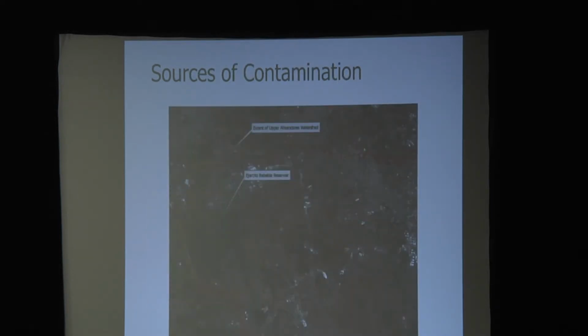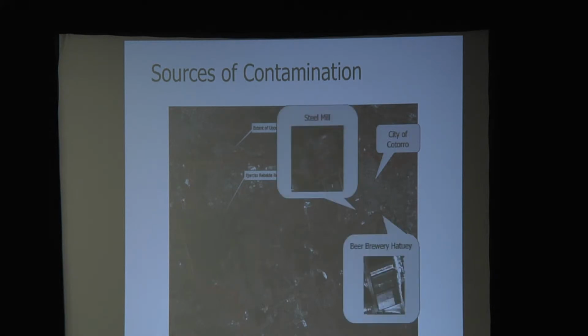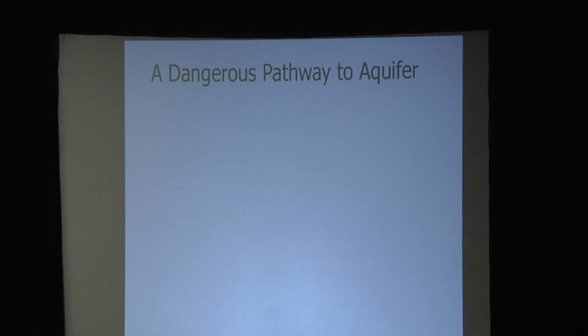And here we have the upper Almendares, where you see the Ejército Rebelde to the left of the screen. And the three main point sources of runoff we identified were a sanitary outfall, or what we would consider common sewage from the city of Cotoro. We have a steel mill that produces a wastewater high in cancer-causing materials. And we have a brewery which produces a wastewater that, while not as harmful to human health, has serious ecologic ramifications. And these discharges, combined with the nature of that reservoir, create a very dangerous pathway to the drinking water supplies.